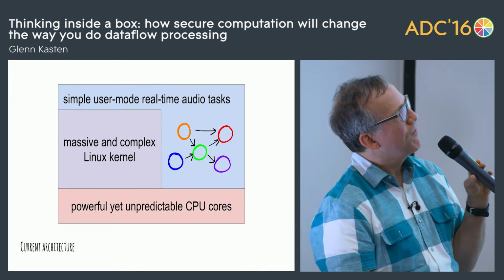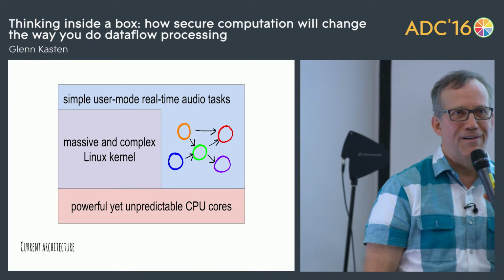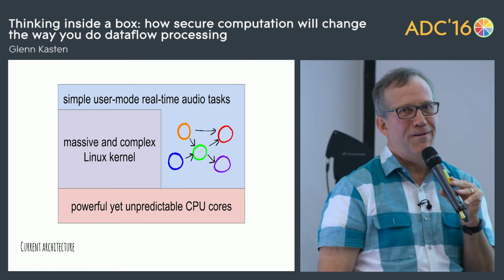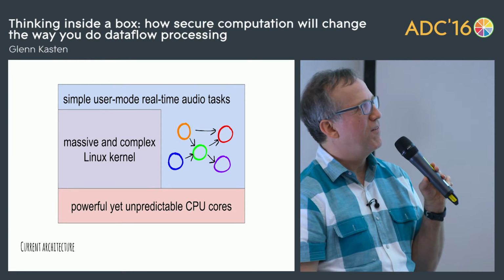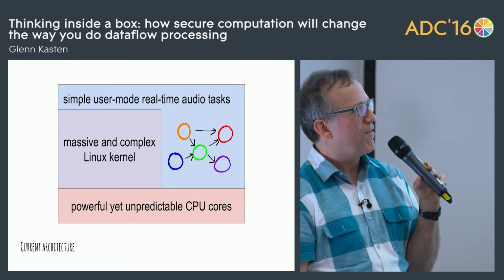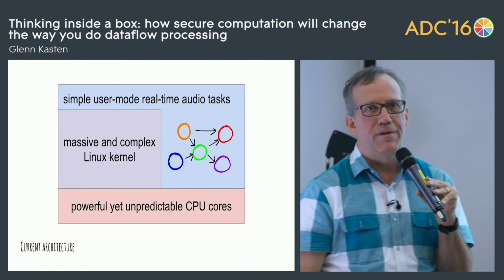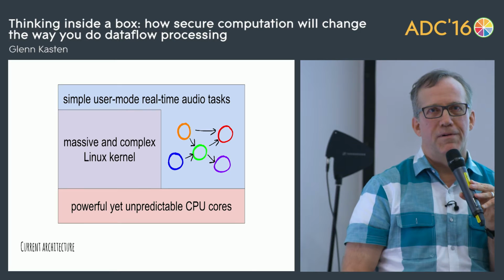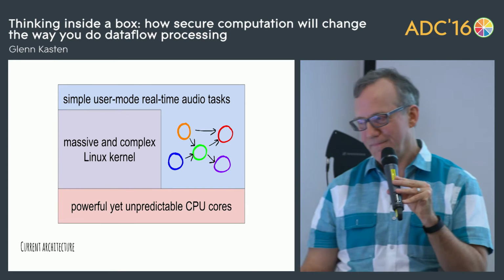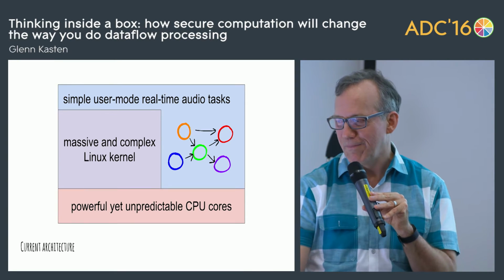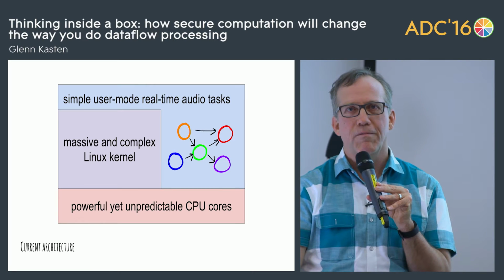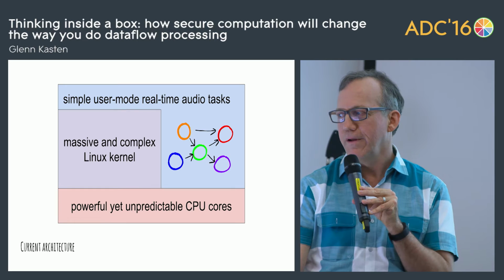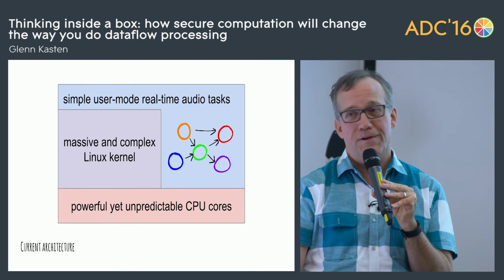And we're running it on top of this huge Linux kernel. I mean, the Linux kernel is like, I don't know, millions of lines of code now, horrendously complex, full of bugs, full of performance bugs especially, and it's running on the CPU, which is very, very powerful, but totally unpredictable. Not totally, but for our purposes, for audio purposes, it's unpredictable. So we have a real mismatch in architecture. This is not a good way to run data flow, in my opinion.